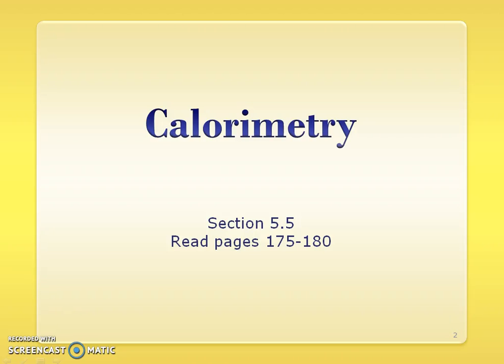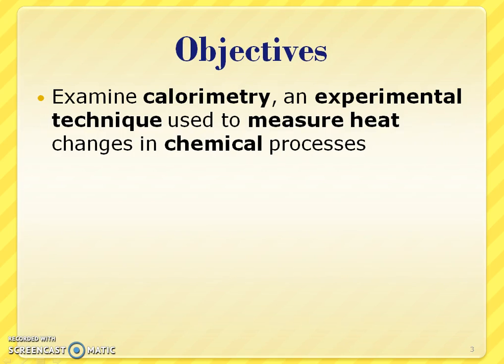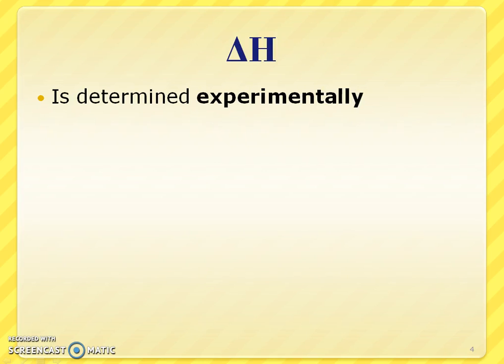This is Mrs. O'Neill for AP Chemistry, Chapter 5, Section 5, Calorimetry. The objective for this section is to examine calorimetry, which is just an experimental technique used to measure heat energy changes in chemical reactions. Again, I suggest to pause, fill in the blanks, and then play to hear my words.